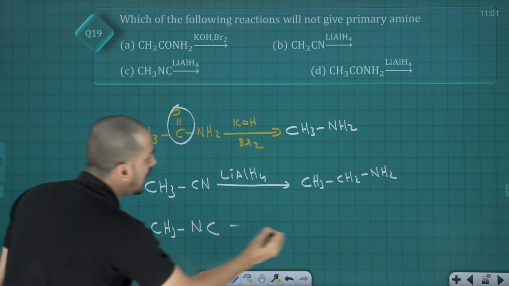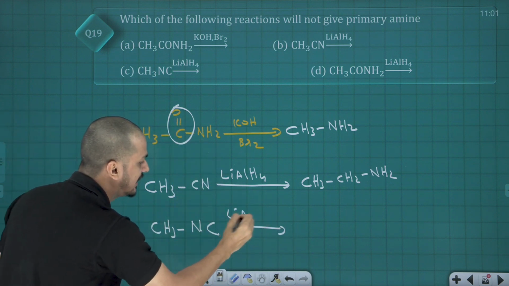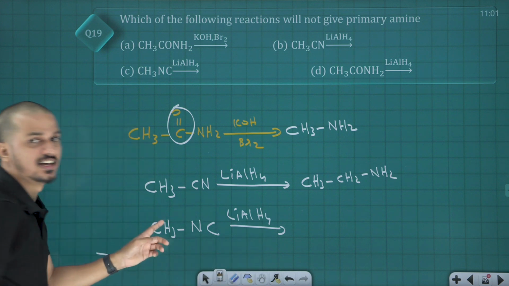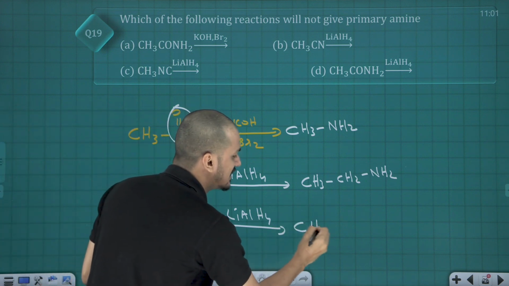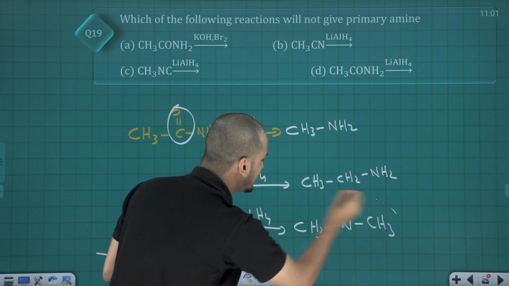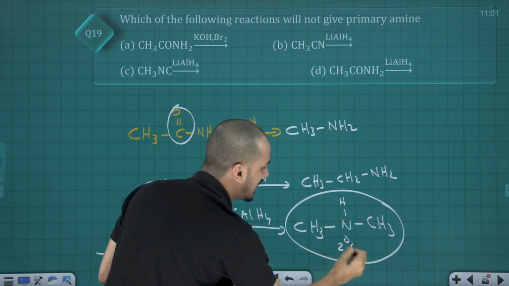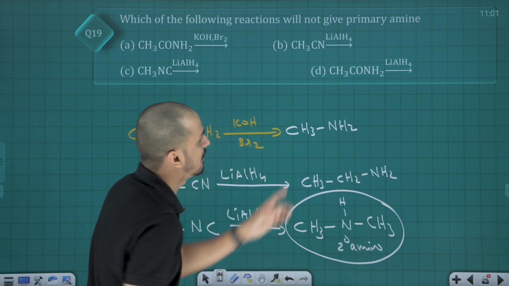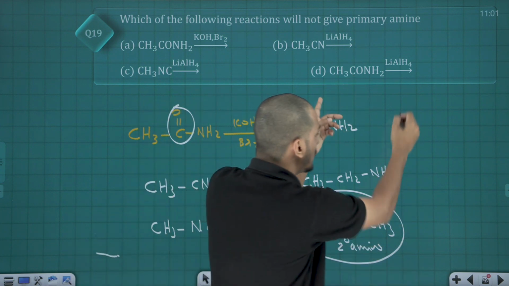Isocyanate, that you are treating with lithium aluminium hydride. Here the answer is what? CH3NHCH3. This is what? This is a secondary amine. What about the third one? What about the fourth one?